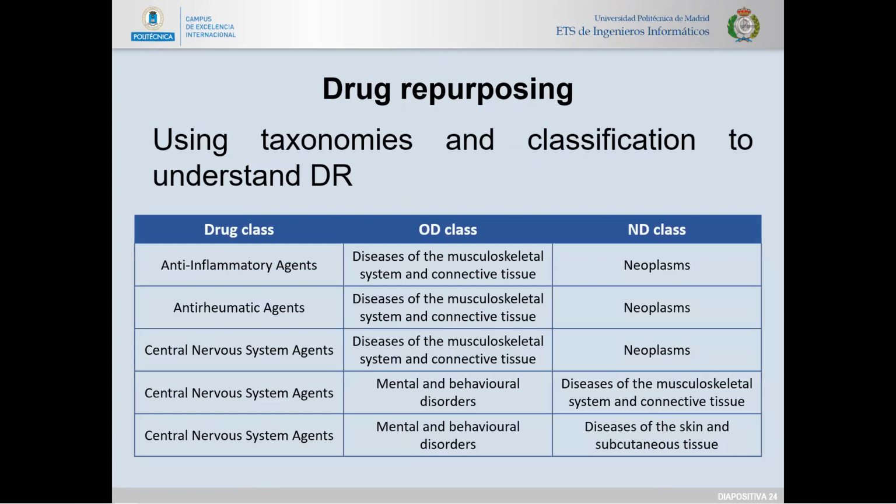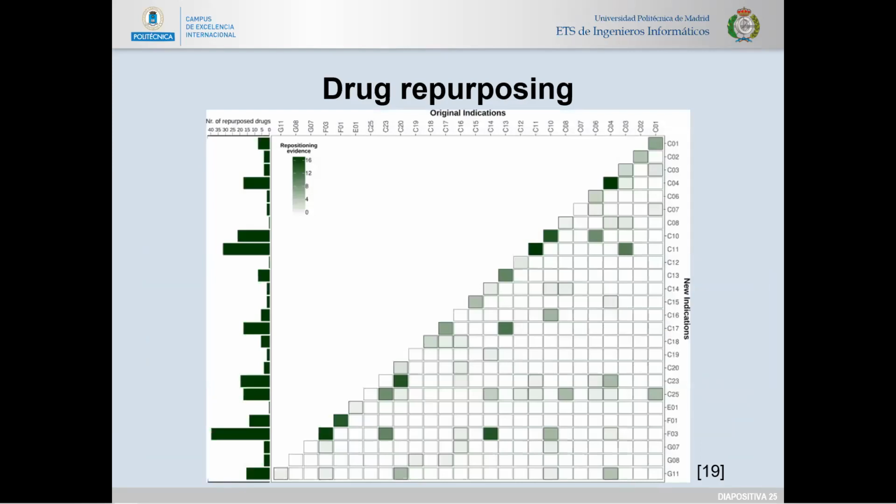So this is what I was telling you before, that it is also very important here to have in mind the classes and the taxonomies, not only for the diseases but also for the drug class, and to search if we can find patterns and see if something is more probable or less probable to be repurposed. This was a paper that was published last year, where they used another classification. It was not ICD, it was MeSH that we have been talking about. They saw the number of repurposed drugs between the classes of the original disease and the new disease, what they call here original indication or new indication. And you can see which combinations of original indication and new indication have been highly repurposed.